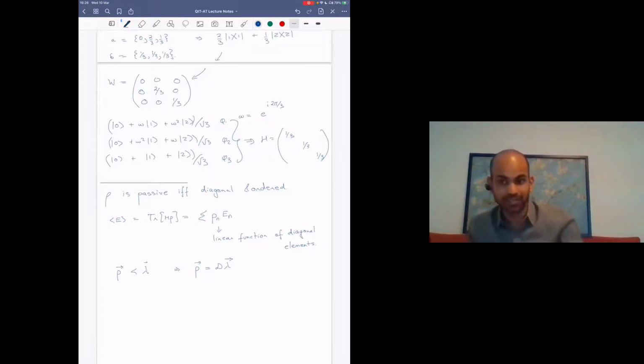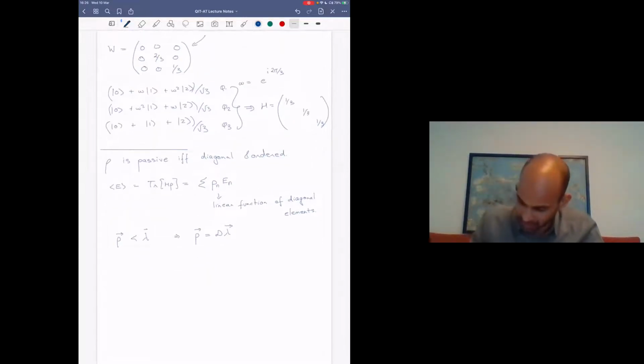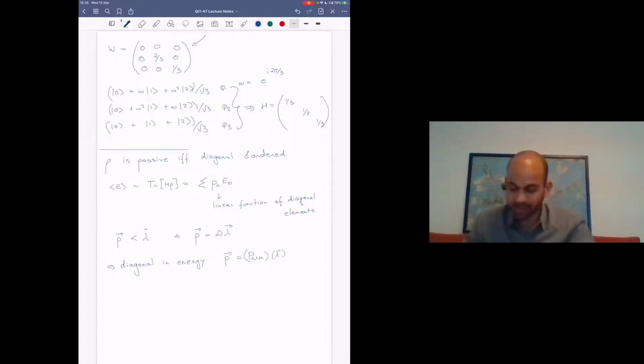And the only density matrices whose diagonal elements are in fact the eigenvalues are the ones that are diagonal in that basis. Because if you're not diagonal, then your diagonal elements will not coincide with your eigenvalues. So we get that we need to be diagonal in energy, so that P is just a permutation of the eigenvalues lambda. And then the next step to say that it's ordered in energy is very trivial.